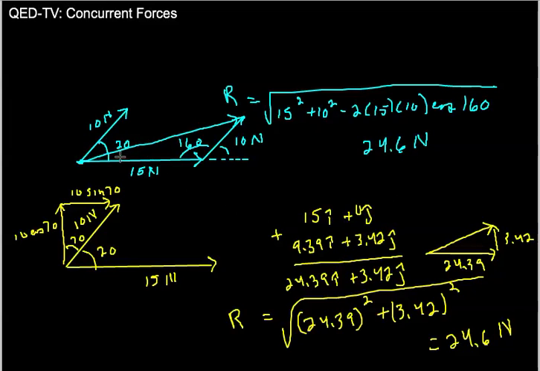We also can figure out, where is this vector? Here's my resultant vector. What is the angle? Where is this vector at? And in that case, we usually use the law of sines. So I would have the sine of 160 over 24.6, and that would equal the sine of the angle that I'm looking at over the opposite side, 10 newtons.